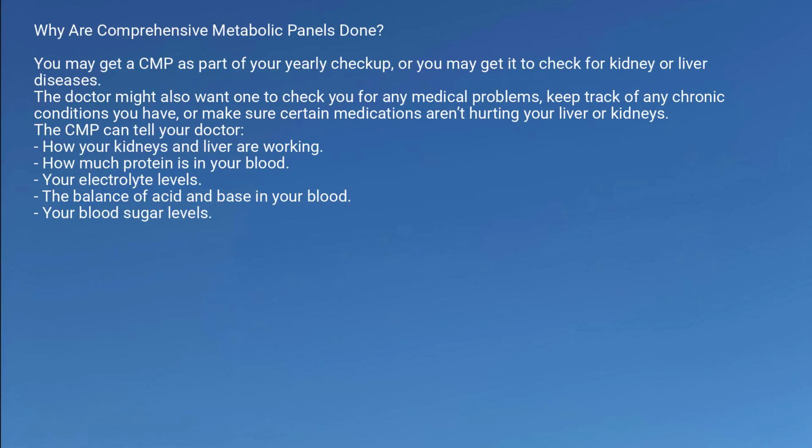Why are comprehensive metabolic panels done? You may get a CMP as part of your yearly checkup, or you may get it to check for kidney or liver diseases. The doctor might also want one to check you for any medical problems, keep track of any chronic conditions you have, or make sure certain medications aren't hurting your liver or kidneys. The CMP can tell your doctor how your kidneys and liver are working, how much protein is in your blood, your electrolyte levels, the balance of acid and base in your blood, and your blood sugar levels.